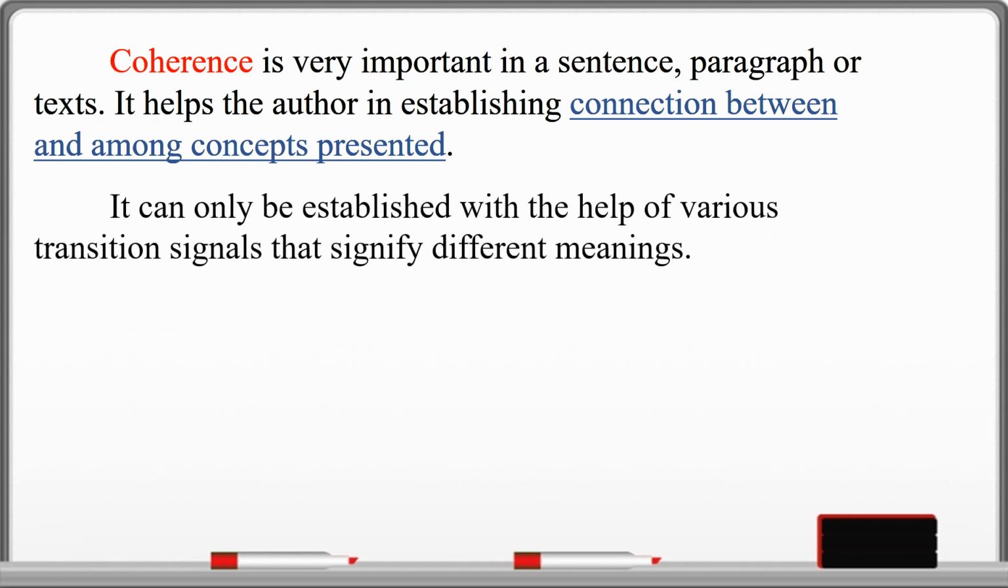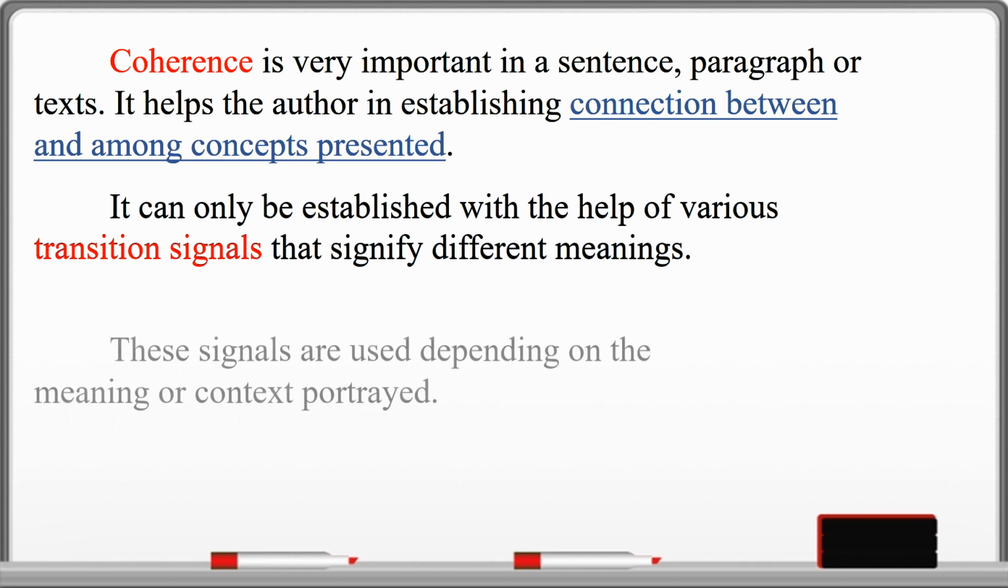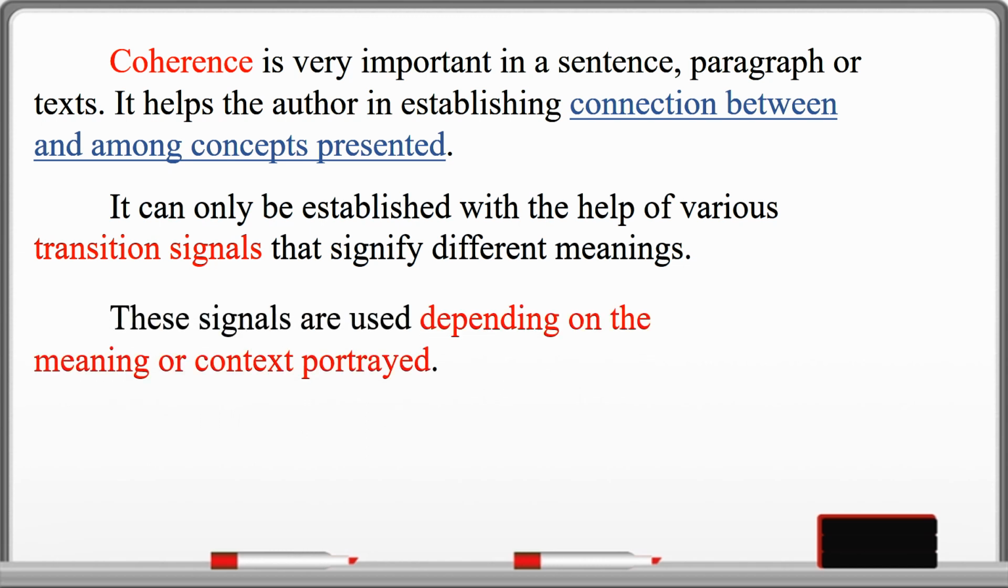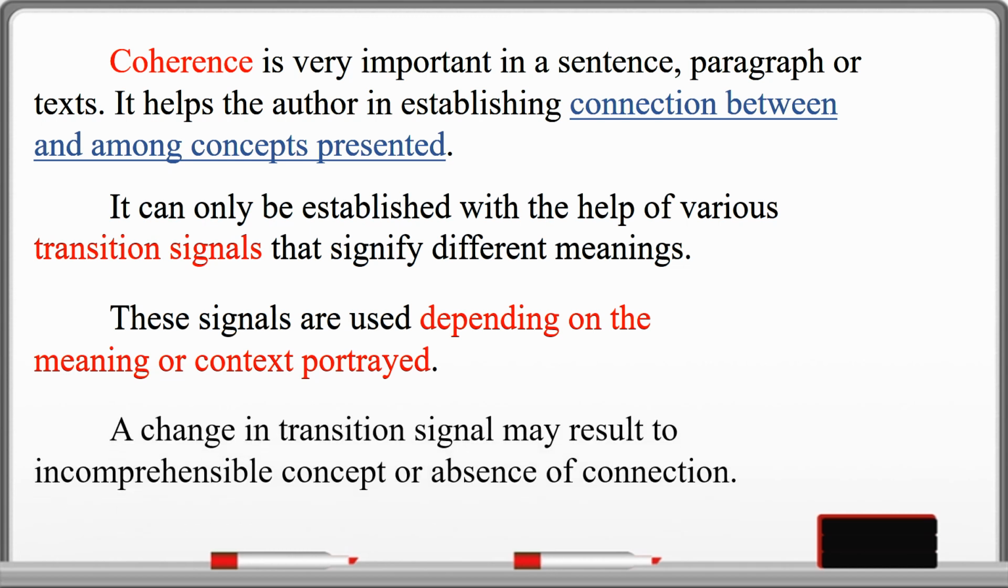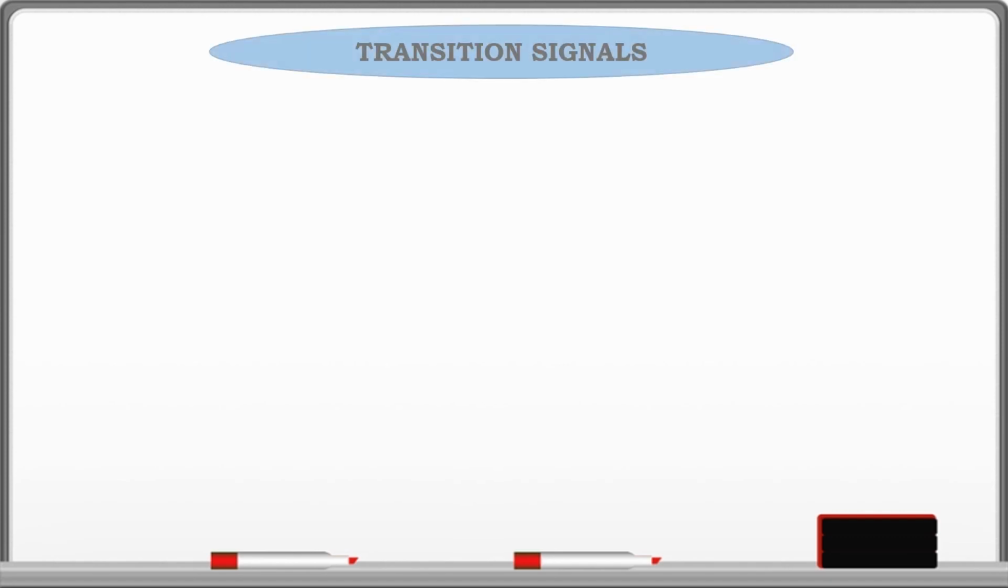It can only be established with the help of various transition signals that signify different meanings. These signals are used depending on the meaning or context portrayed. A change in transition signal may result in an incomprehensible concept or absence of connection. Here are the four basic classifications of transition signals.